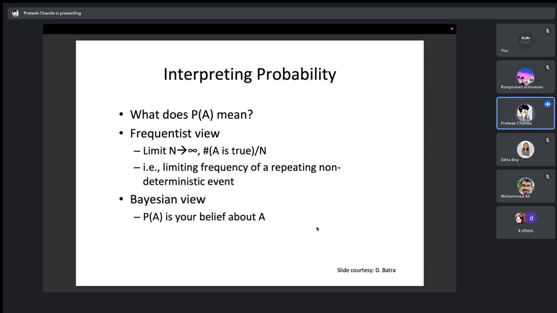So there are two views: one is the frequentist view, one is the Bayesian view. In case of the Bayesian view, P of A basically means your belief about A. We sort of had this Bayesian view in case of priors, if you remember, in linear regression, where you have these prior beliefs, like you could have made an assumption that the prior comes from a beta distribution, for example, or a normal distribution. So these are actually called beliefs, and that's the Bayesian point of view.